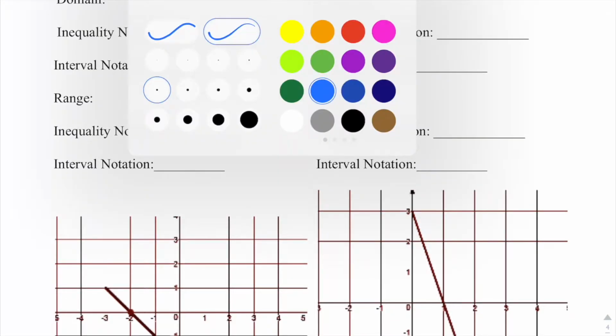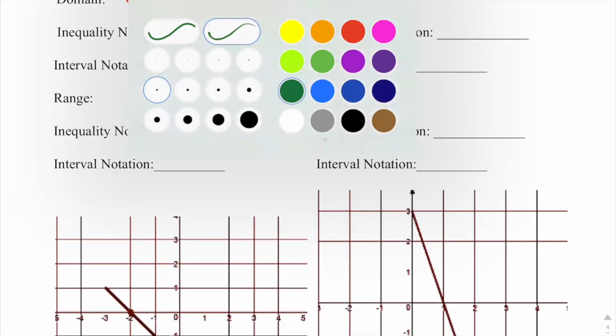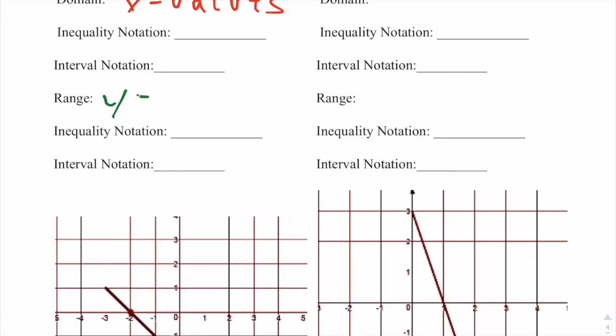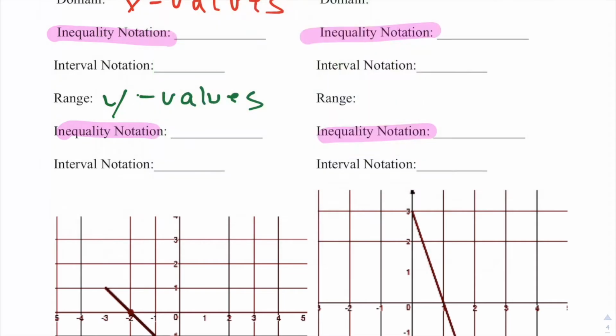And I want to remind you that when we're dealing with domain, we're looking at x values only. And when we're dealing with range, we're looking at y values only. And there's a couple different ways to write domain and range. We have inequality notation, which I think you are a little familiar with. And then we have interval notation, which I introduced in the last lesson, but I didn't really explain what I was doing. I just showed it to you. Now I'm going to explain it to you in more depth.